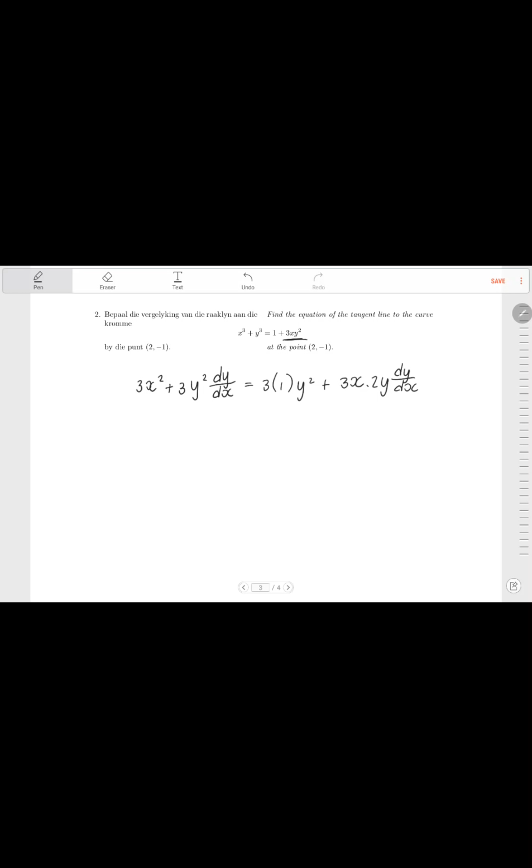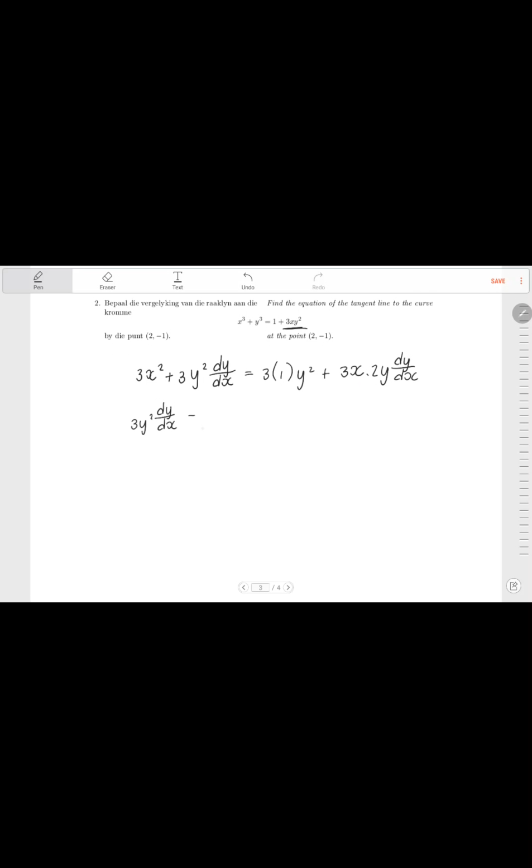I'm going to take all of my terms containing dy/dx to the left. So I have 3y squared dy/dx minus, I'm going to write that as 6xy dy/dx, equals, and then I have 3y squared minus 3x squared. So I can take out dy/dx as a common factor on the left.